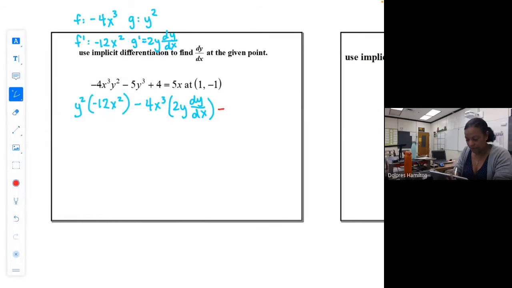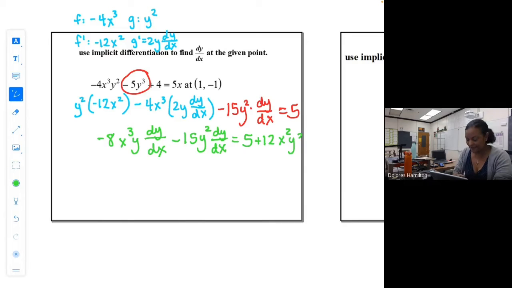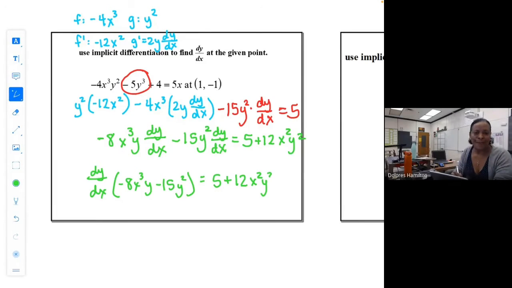So the derivative of, I'm here now, 5y cubed is going to be -15y squared times dy/dx, because I'm deriving with respect to x. Derivative of 4 is 0 equals 5. I only have one term that has a dy/dx. No, I don't. I have two terms that have dy/dx, so I want to get those two by themselves. And I end up with this. And now we're going to factor out that dy/dx from both terms to give us this, and then we divide by the change. Perfect.